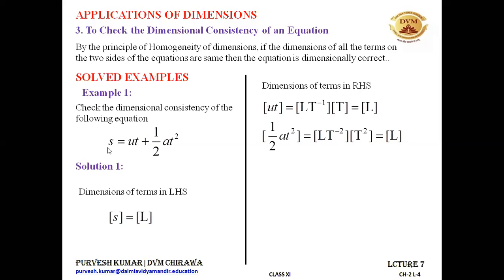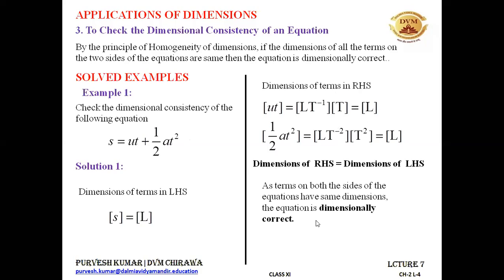So now all the terms that are involved in the right hand side of the equation, we have found out the dimensions for those terms, and the dimensions of the terms in the LHS are equal to the dimensions of the terms in the RHS. So we can say the dimensions of RHS are equal to the dimensions of LHS, and now we can say that the equation is dimensionally correct, as both sides of the equation have the same dimension.